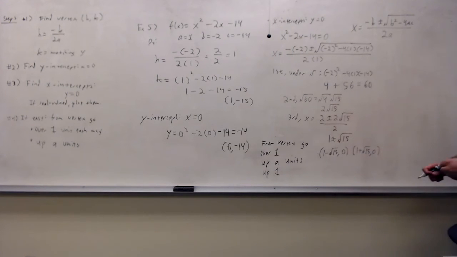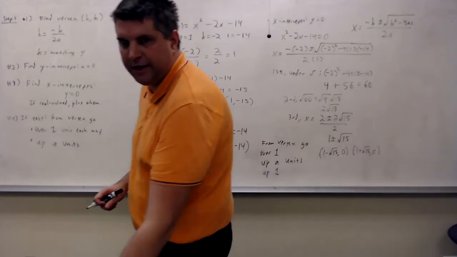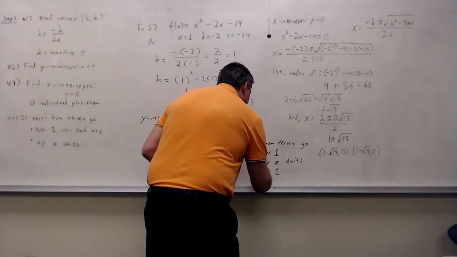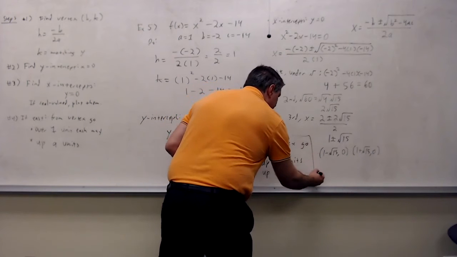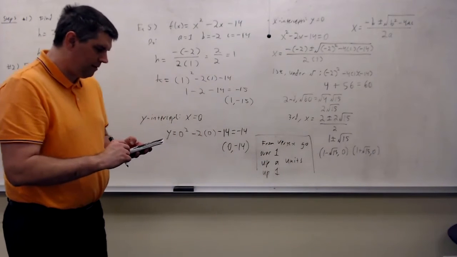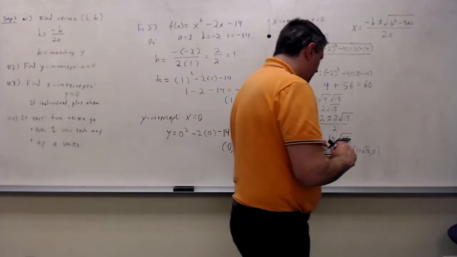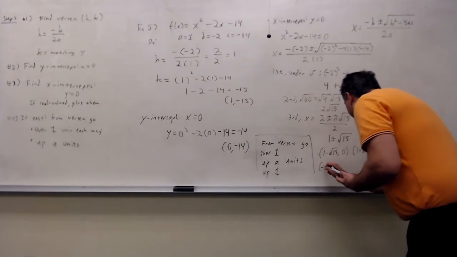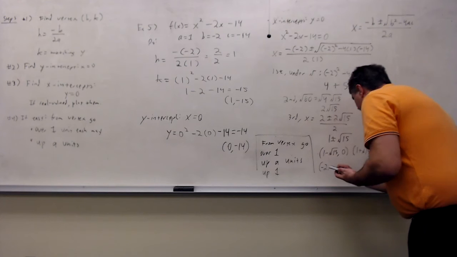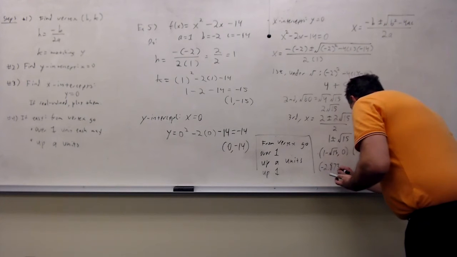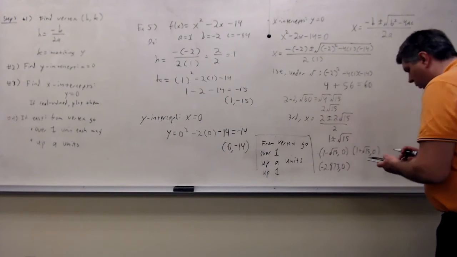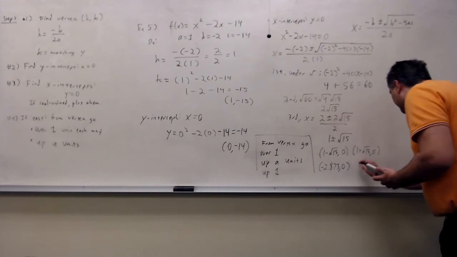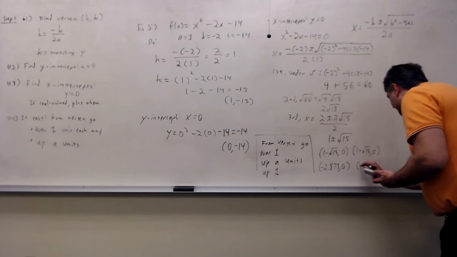Okay, that's what they make calculators for. So I'm going to box this off separately so it doesn't get mixed up with the rest. 1 minus the square root of 15 is approximately negative 2.873, and then 1 plus the square root of 15 is approximately 4.873.